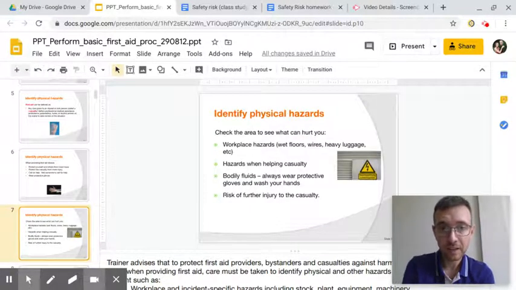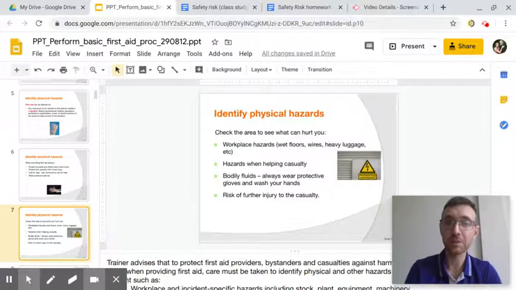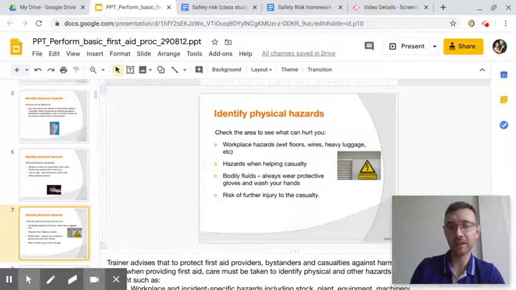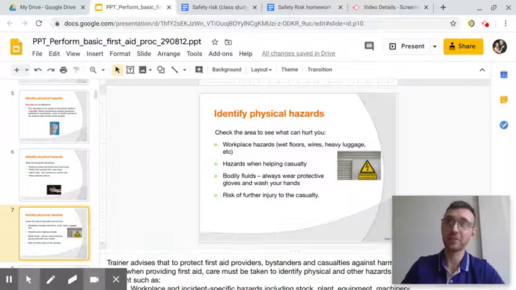Slide number 7. Check the area to see what can hurt you. So workplace hazards. Some examples: wet floors, wires, heavy luggage. The hazards when helping casualties. So maybe if you're helping someone and you're trying to pick them up and they're really heavy and you need help. So that's even a hazard.